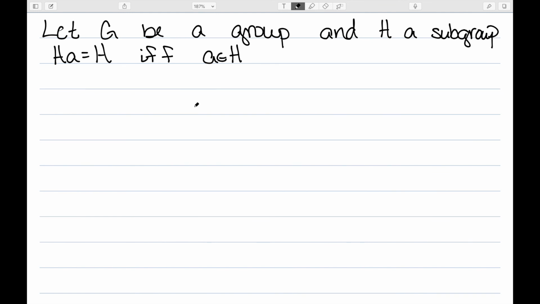The next result follows immediately. Ha is equal to H if and only if a is in H. And this follows because H can also be written as the coset He. And now the previous thing that I just proved gives me that this would be if and only if ae inverse, which is equal to a, belongs to H, which is exactly what I need.